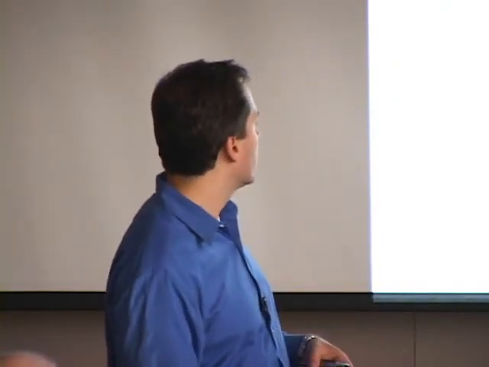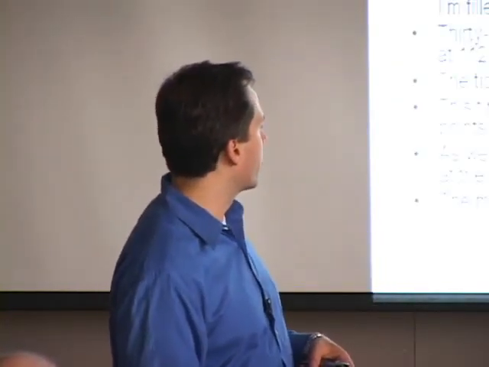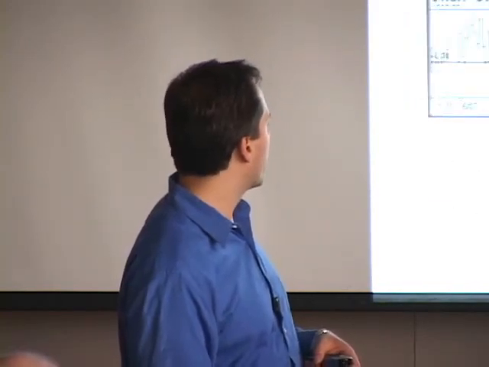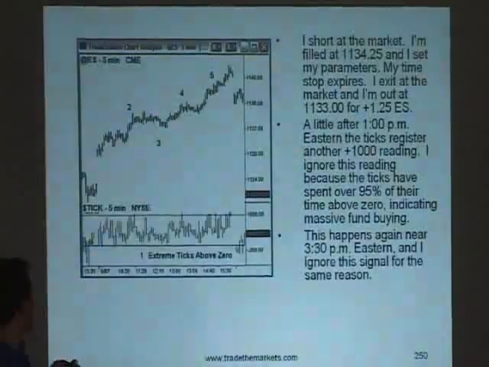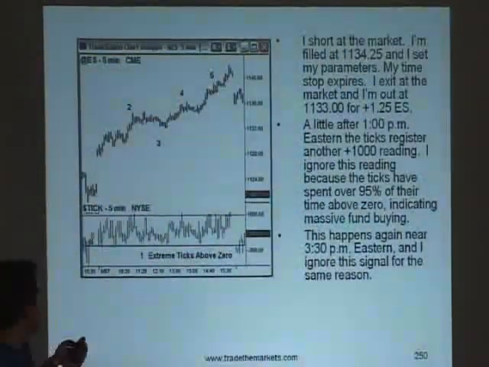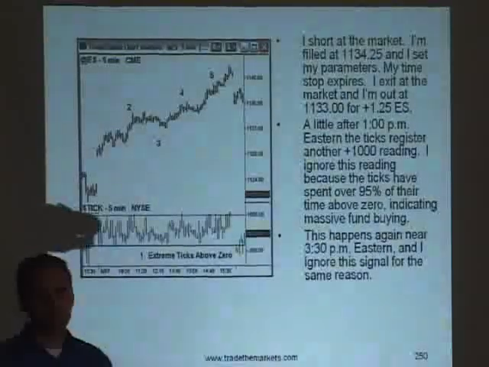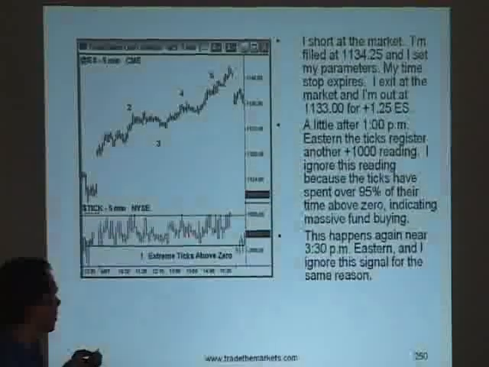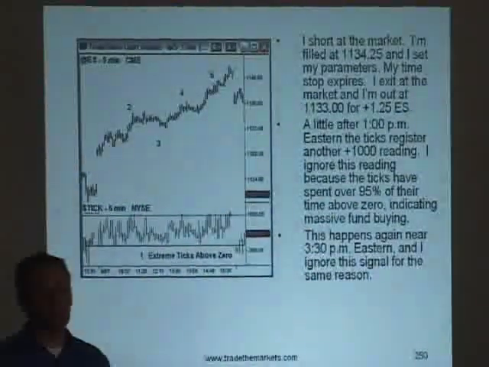Let's see. So, yeah, I'm trying to find another one with the 0 line because that's kind of easiest to look at. Maybe there's another one. So here's an example of a day where you've got extreme ticks above 0. So even though you're getting these 1,000 tick readings, you're not taking them.